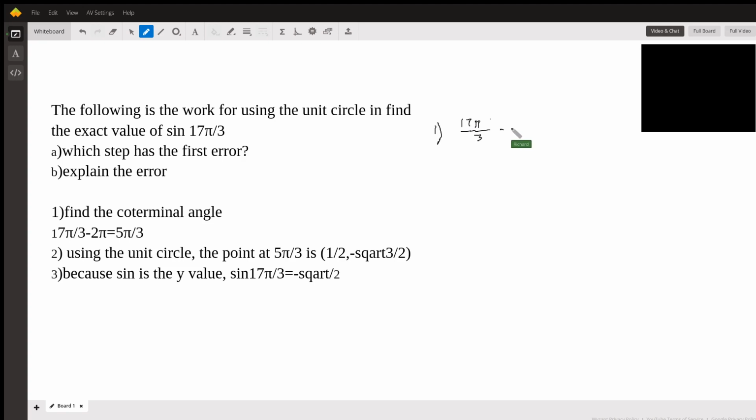It's true that you want to subtract 2 pi. But you see this is 2 pi over 1. We need a common denominator. So the common denominator is going to be 3. So we're going to have 17 pi over 3 minus 6 pi over 3, which is going to give you 11 pi over 3.